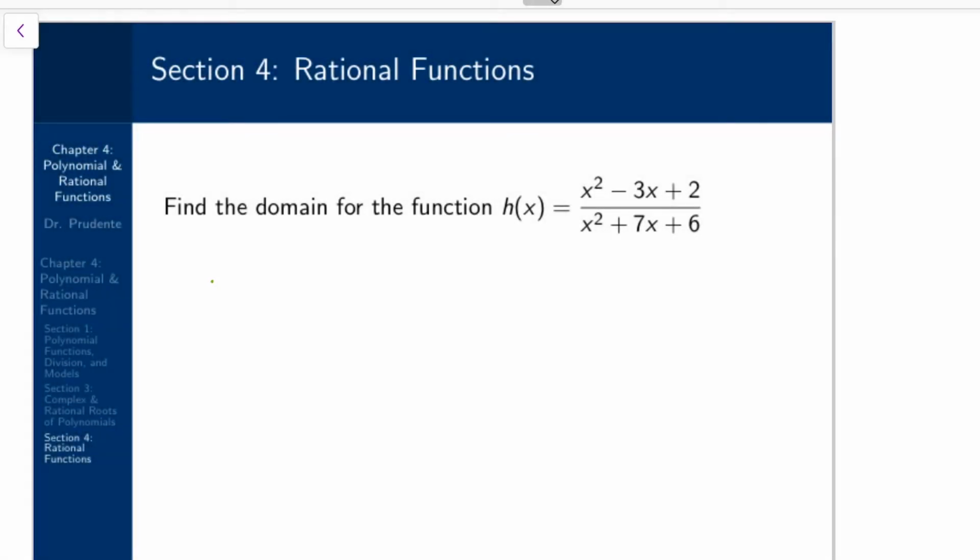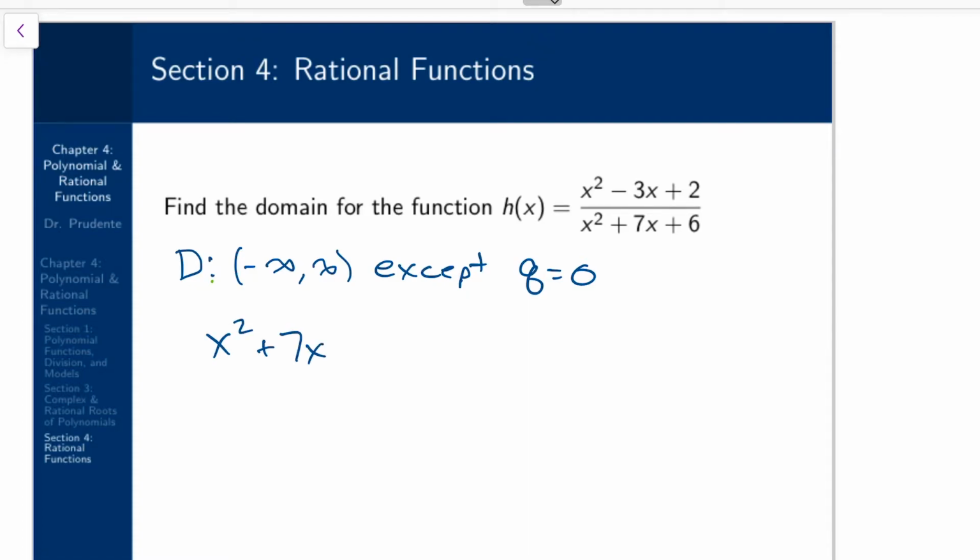All right, let's solve an example of finding the domain of a rational function. Here, the domain can always be thought of as all real numbers except when our denominator is equal to 0, our q of x is equal to 0. In that case, I want to find when x squared plus 7x plus 6 is equal to 0. We can solve this by factoring. Get x plus 6 and x plus 1. When I solve that, I get x equals negative 6 and negative 1.